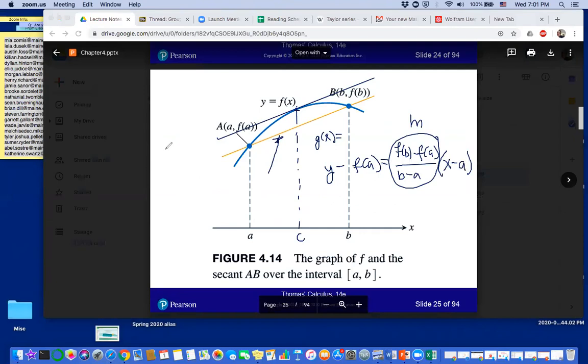Look, what this is saying is that if I take any point on the line with coordinates x comma y, then the slope using this point is going to be the same as the slope of the secant line. And how do I write the slope? It's y minus f of a divided by x minus a, which has to equal m. Do you guys see this? And then you simply multiply by x minus a, and you get this expression.